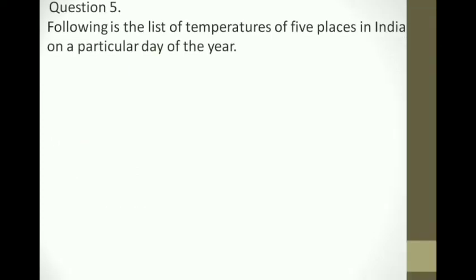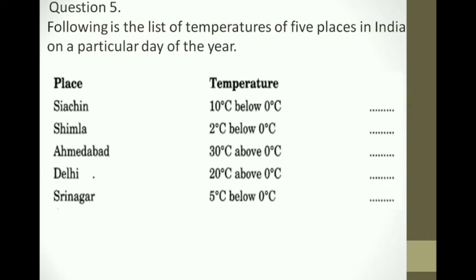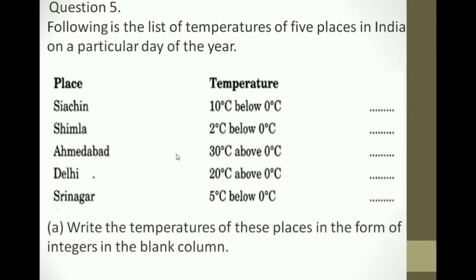So question number 5. Following is the list of temperatures of 5 places in India on a particular day of the year. Place Siachen 10 degree Celsius below 0, Shimla 2 degree Celsius below 0, Ahmedabad 30 degree Celsius above 0, Delhi 20 degree Celsius above 0, and Srinagar 5 degree Celsius below 0.